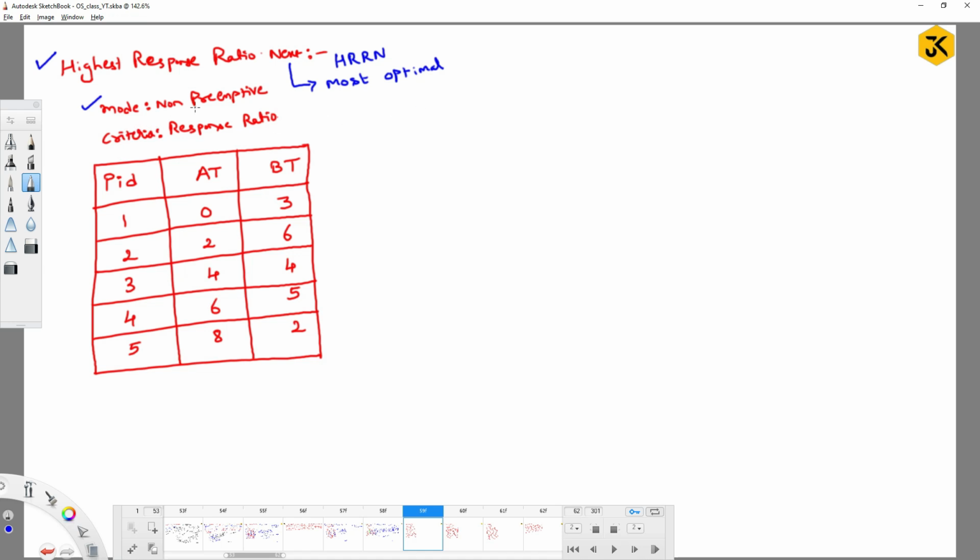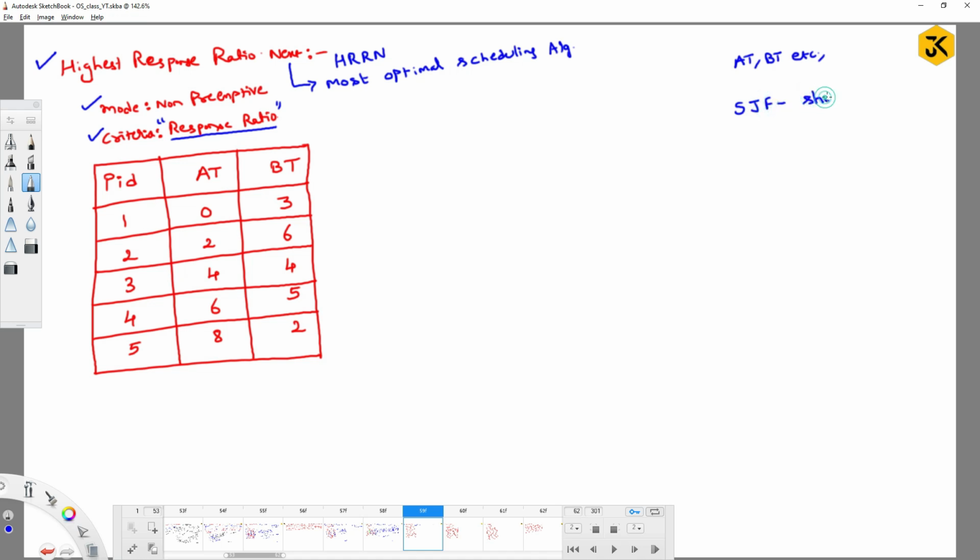Each and every algorithm that we have discussed so far considers either arrival times or burst times, like that we have seen, right? But coming to the highest response ratio next algorithm, the criterion we follow here is the response ratio. Because of this criterion, it is defined as the most optimal scheduling algorithm.